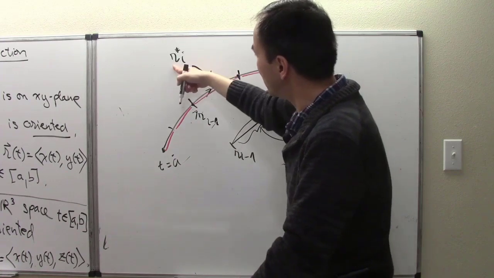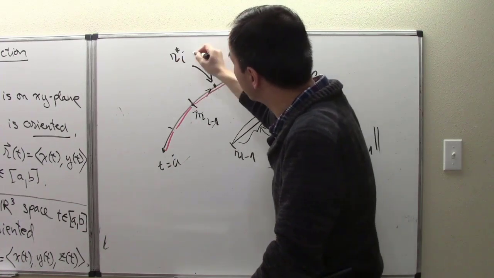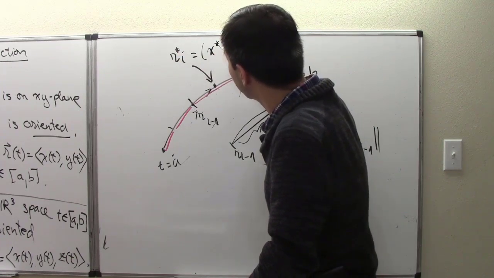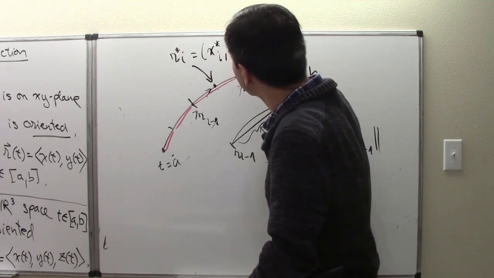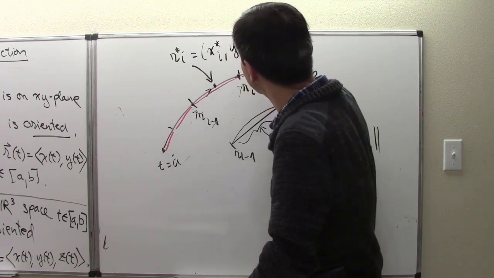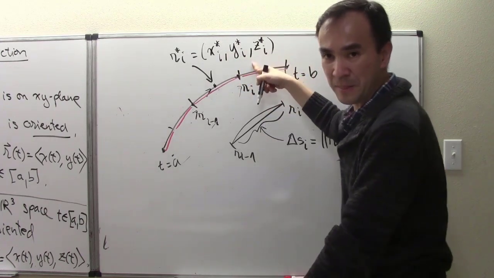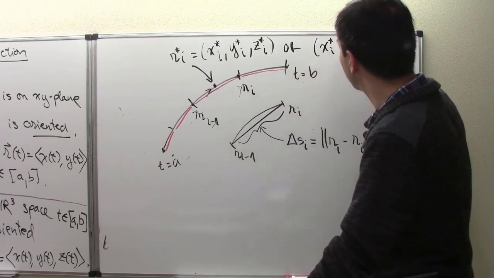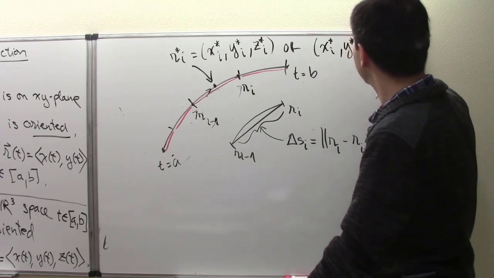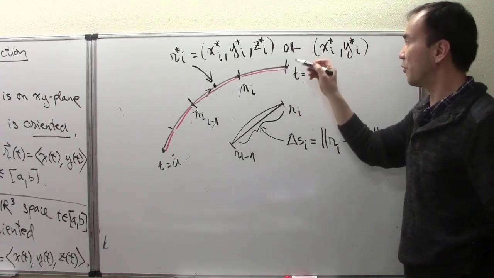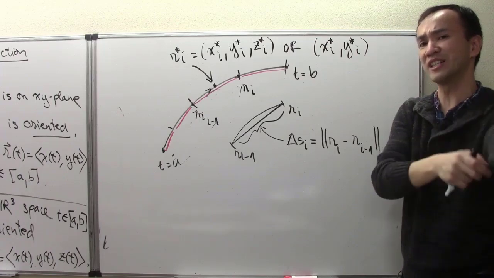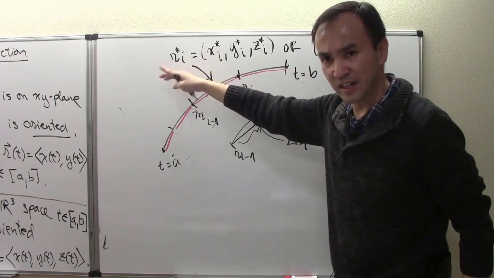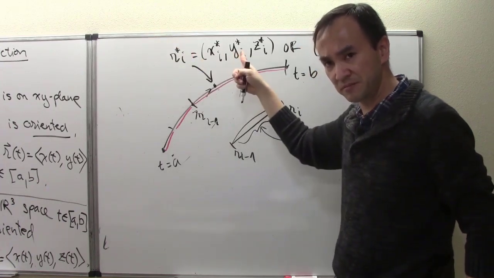Each r star i right here is the same as x star i, y star i, z star i if it's in 3D, or it's the same as just a pair x star i, y star i if it's only in 2D. Either form is going to work. And that's why it's more convenient to write it commonly as r star i right here, so that it includes both cases, either 3D or 2D.